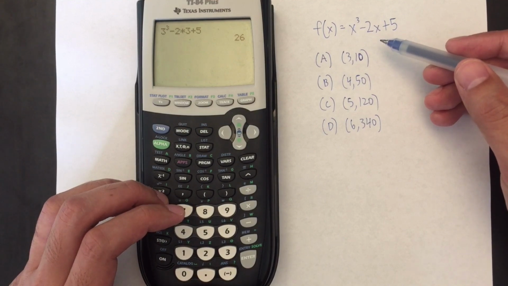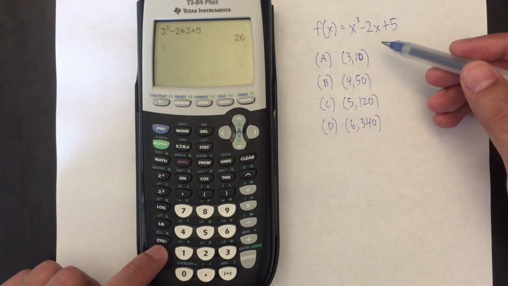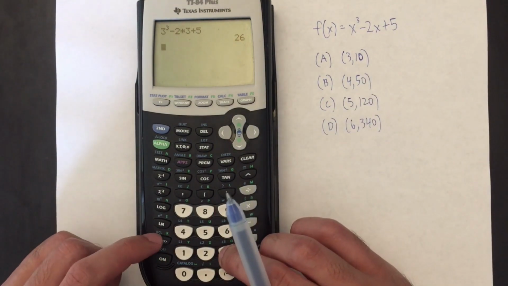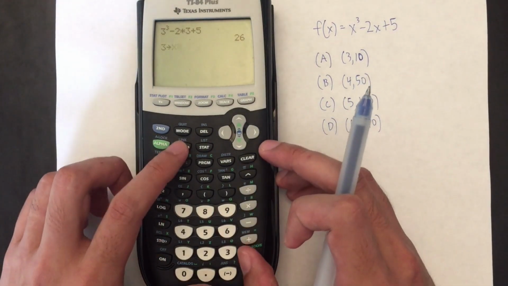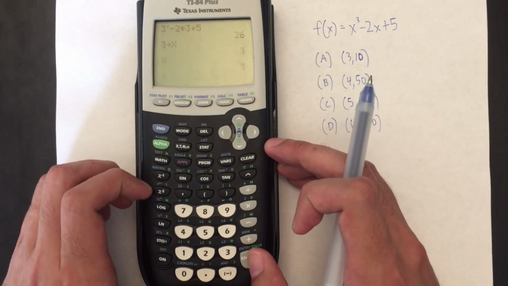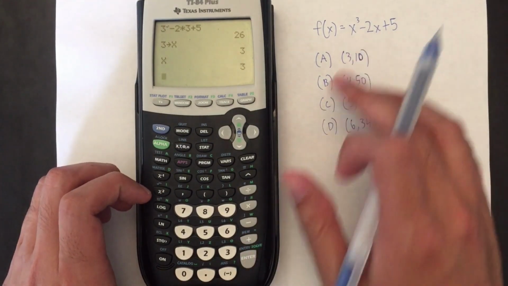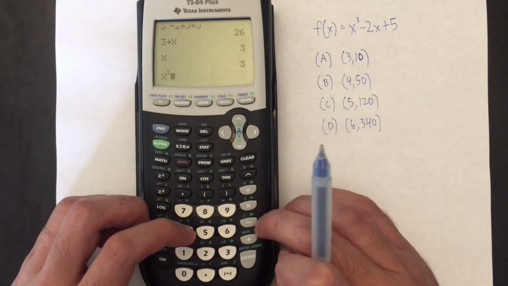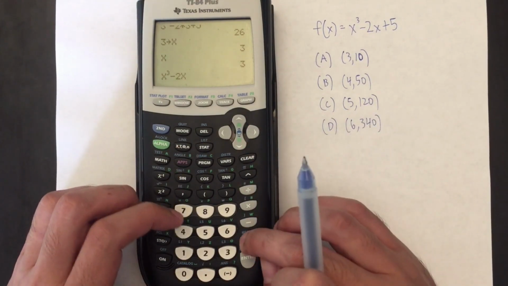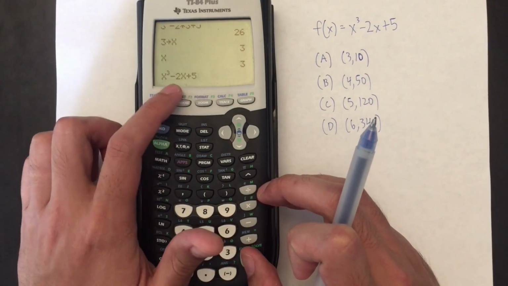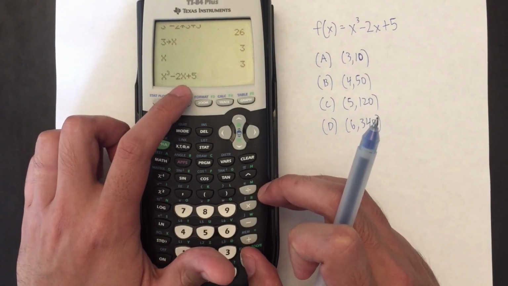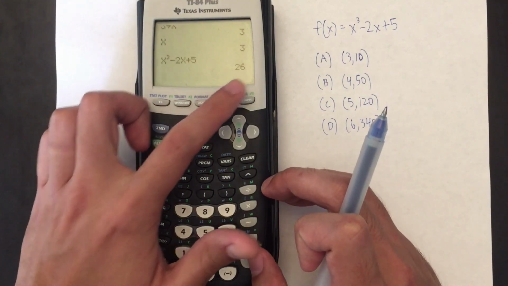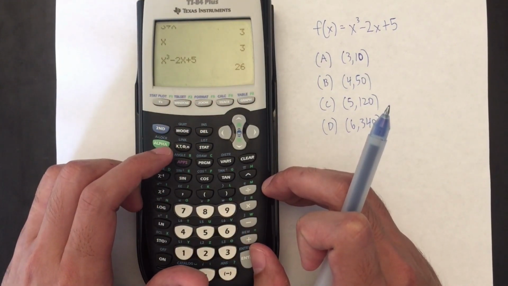Instead, the best way to do this is to use the store key, which is right here. So the way this works is that we store 3 into x, and now x has a value of 3. So once we put in f of x, x cubed minus 2x plus 5, what the calculator will do is evaluate this expression when x is equal to 3. So we get the 26 that we got earlier.